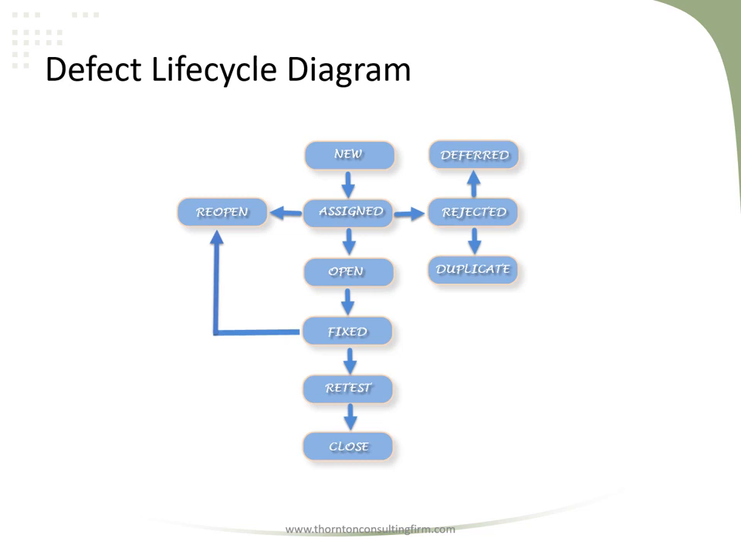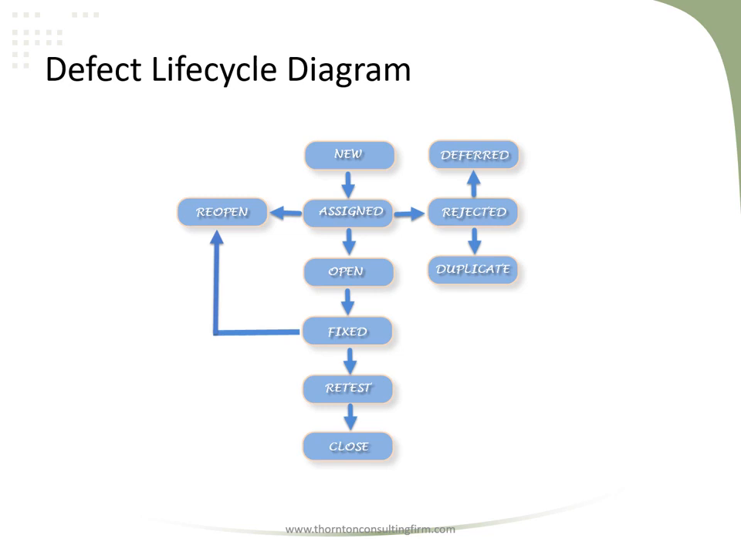We have some other phases here, and let's just take a look at a couple of them. If a bug is reopened, take, for example, the test lead has closed the defect. Well, a new release comes out, and that same defect that was found in a previous release has resurfaced. So instead of opening up another defect, a tester would just reopen that same defect.